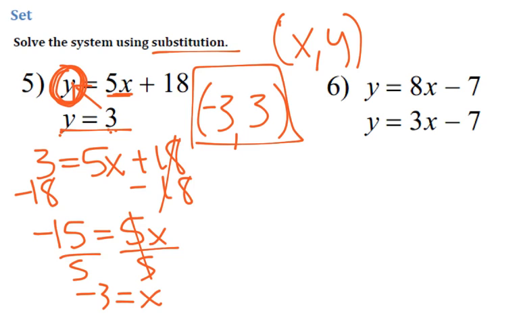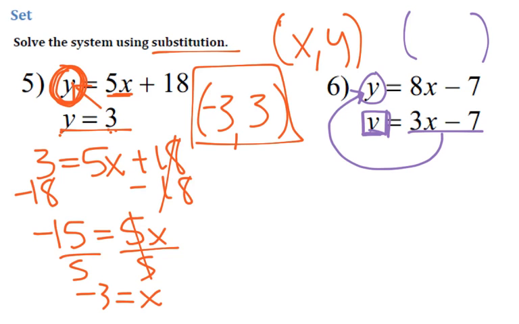Now, if I look at 6, it's a little different. I don't have one of these that's just a number over here, right? So I don't know what my answer is yet. So, what I look for is a variable by itself. I've got 2 of them, but I just look for this one. Say, okay, I can take this y value. It's equal to that whole thing. So I can substitute that whole thing in for y. So instead of y, I've got 3x minus 7 equals 8x minus 7.